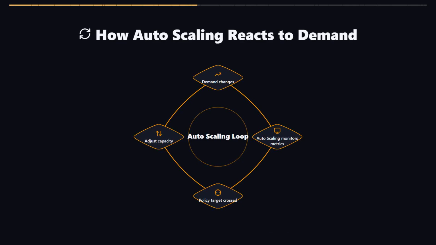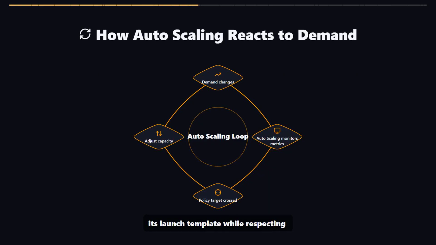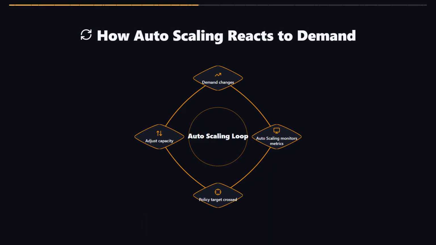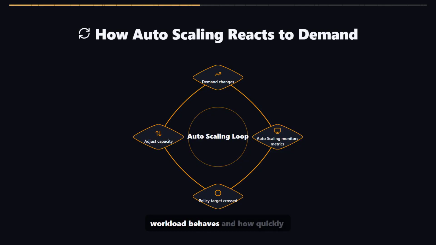The auto-scaling group changes desired capacity, then launches or terminates instances from its launch template while respecting the group's minimum and maximum limits. That is why scaling is not just watch CPU and add servers. The right policy depends on how the workload behaves and how quickly new instances become useful.